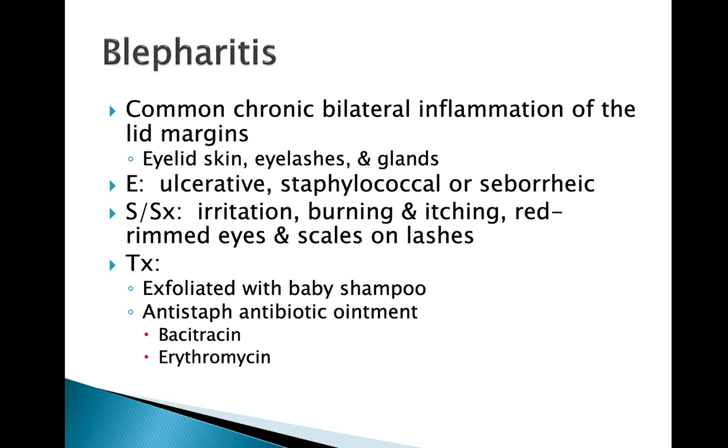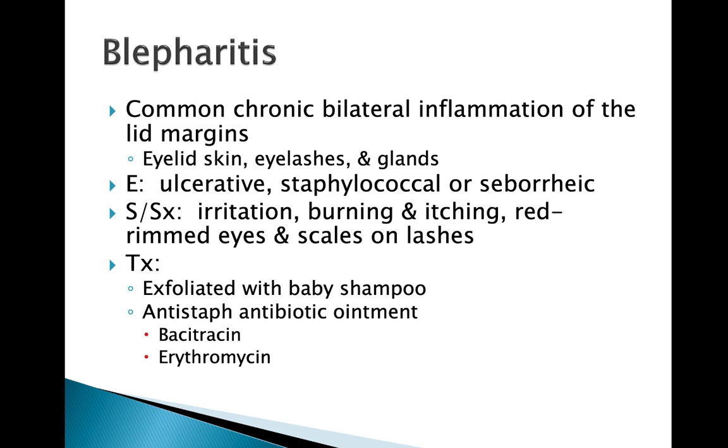So blepharitis is a chronic bilateral inflammation of the lid margins. What happens is the turnover of skin cells builds up around the eyelid margin, and it can be because of ulcerative, staphylococcal, or seborrheic origins. Signs and symptoms include irritation, burning and itching, red-rimmed eyes, or scaling or scales on the lash. This can go on to cause backing up of the meibomian glands, which we're going to talk about a little bit later. So it can lead to other problems besides just blepharitis.